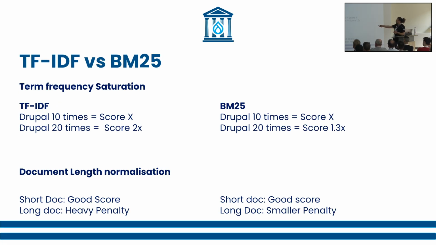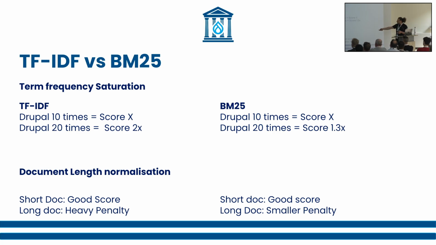So, for example, in the TF-IDF that we saw before, if the word Drupal appears 10 times in the document, it scores X, but if it appears 20 times, it will score 2 times X. While with BM25, it will score X if it's 10 times, but then we give like 1.3 times the previous score if it's mentioned 20 times. So we normalize that so it has a little bit more weight.